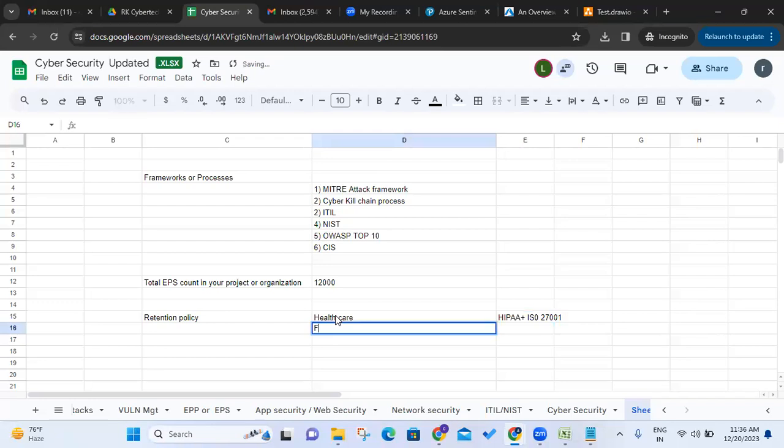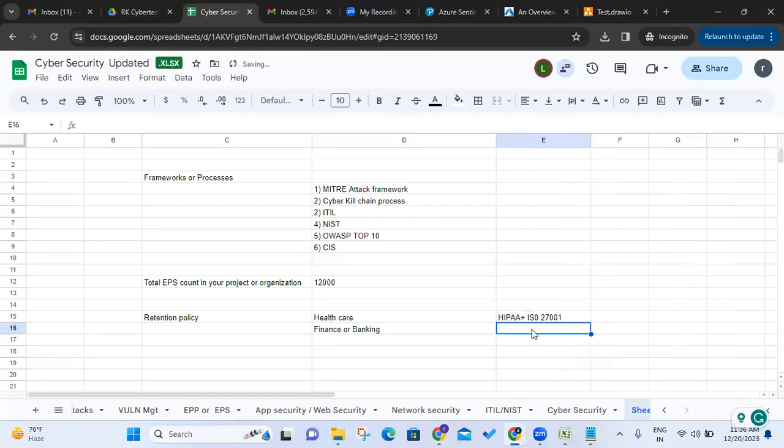So for the finance or banking sector, we can use PCI DSS plus ISO 27001. What else?